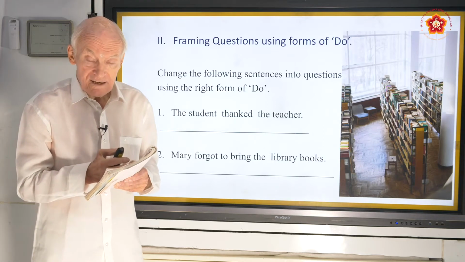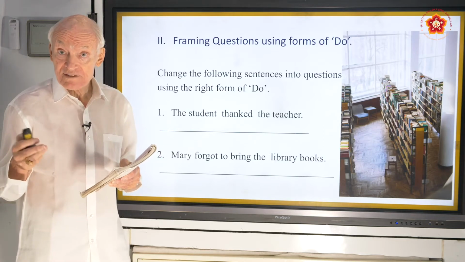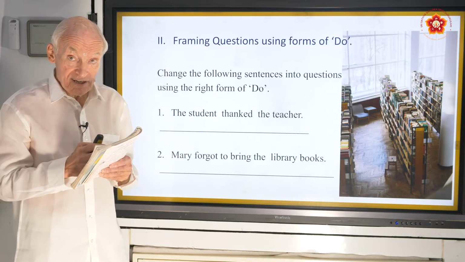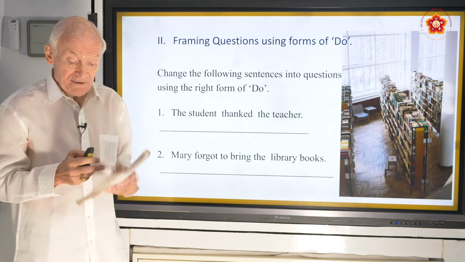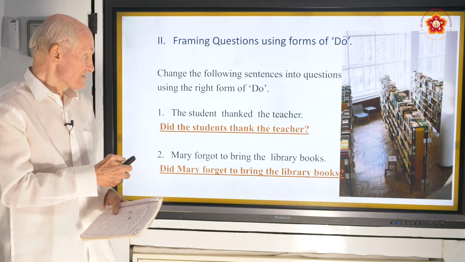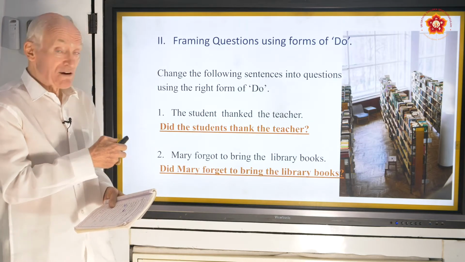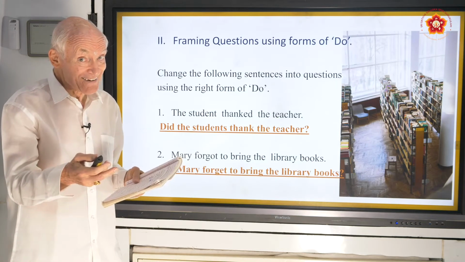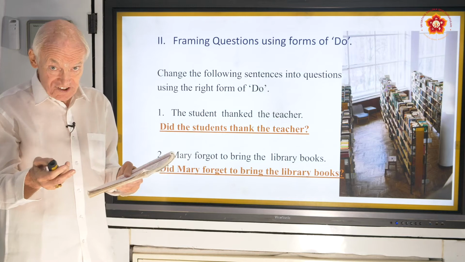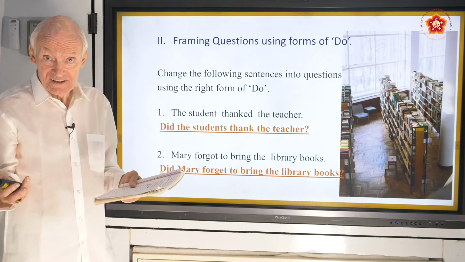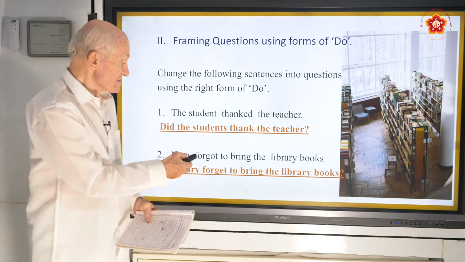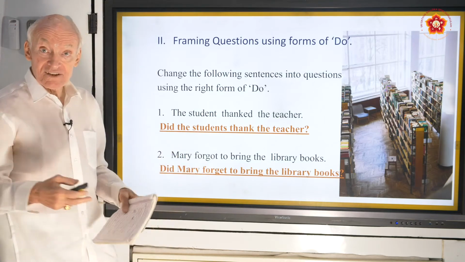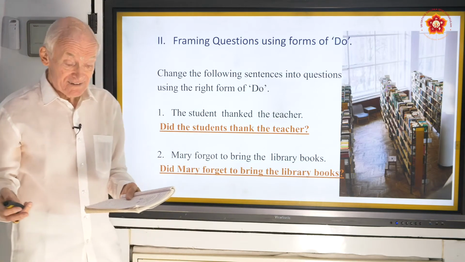So we say, she's already at the library. She forgot to bring the books. So we say, did Mary forget to bring the library books? Let's see if that's the right answer. Yes. Mary forgot. And now we're asking the question, did she forget? Okay, because she's here and she hasn't brought the books. But the question changes the forgot to forget because we're going back in time. Did she forget? She did forget.